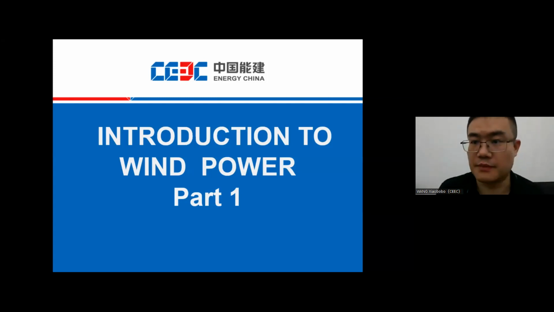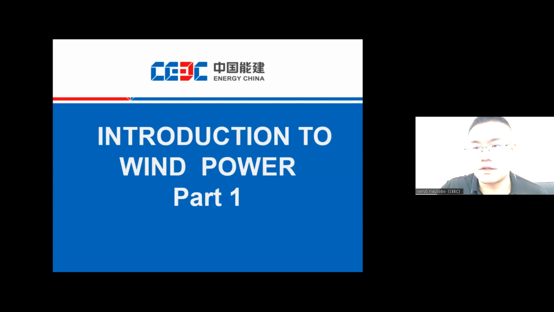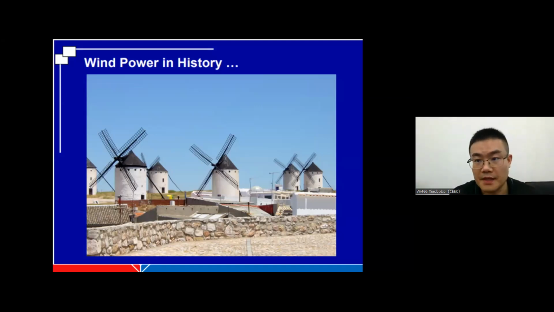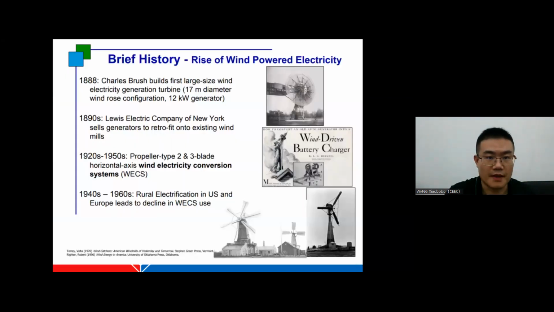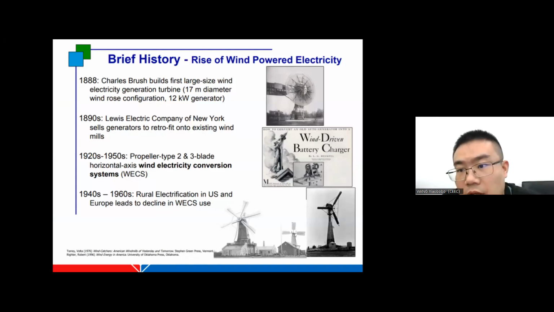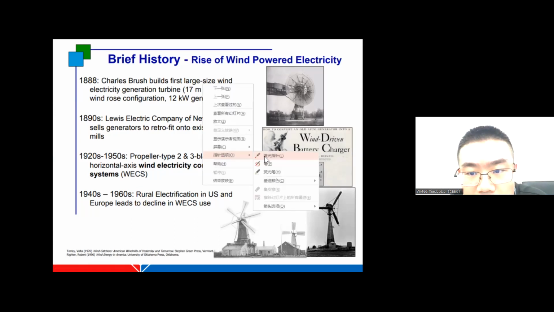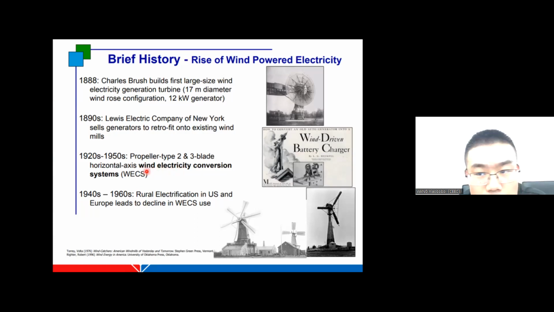Okay, let's go to Part 1. It's about the general principle and fundamentals of the wind power industry. Wind power in history is a very simple but long story. As we can see, the rise of wind-powered electricity originated in two countries, Denmark and the US. In the 1940s, with rural electrification in the US and Europe, there was a decline in WECS use. I will use the indicator on the right. We use the abbreviation many times: the wind electricity conversion system, WECS. It's a long story, but simple.